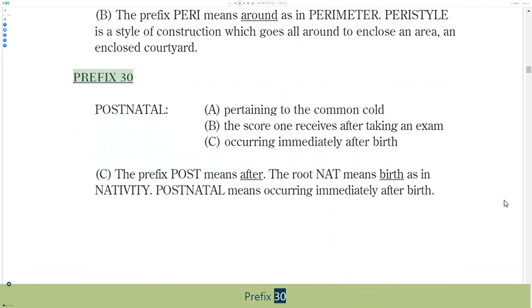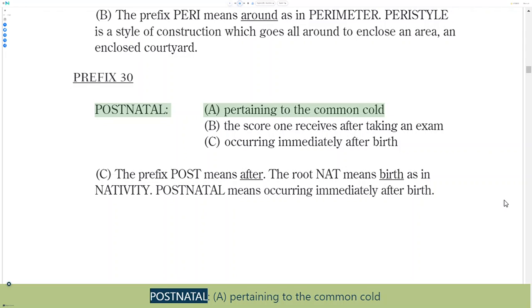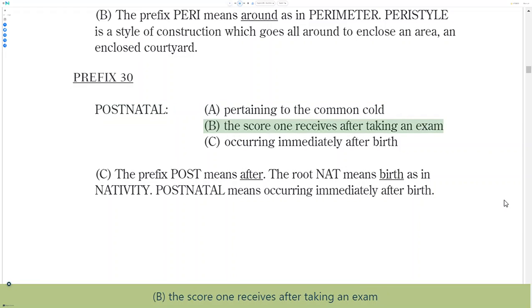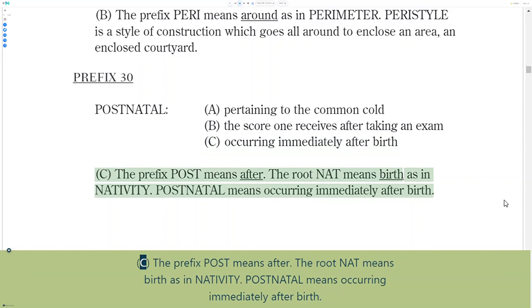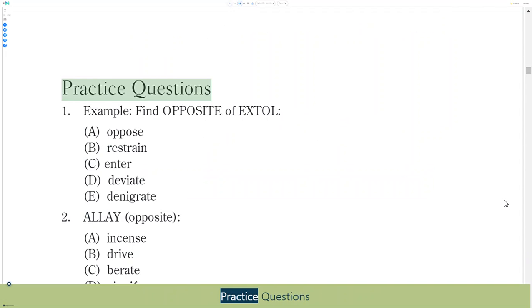Prefix 30. Postnatal. A. Pertaining to the common cold. B. The score one receives after taking an exam. C. Occurring immediately after birth. C. The prefix post means after. The root nat means birth as in nativity. Postnatal means occurring immediately after birth. Practice questions.